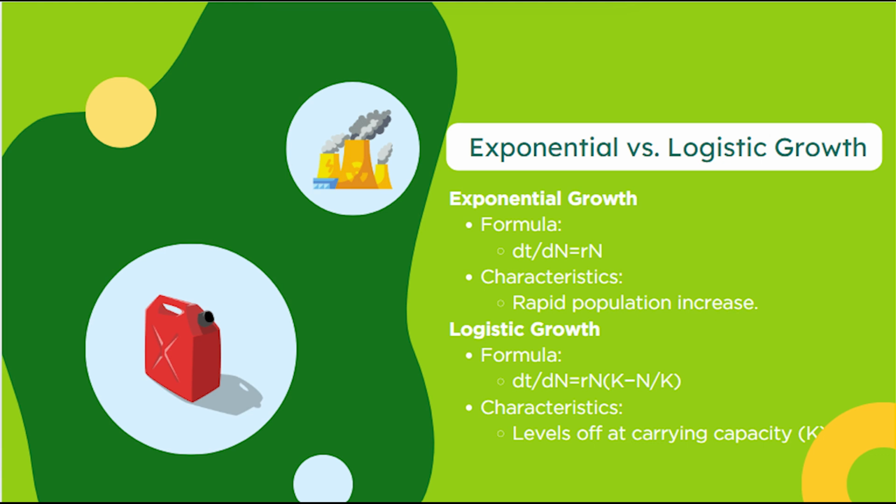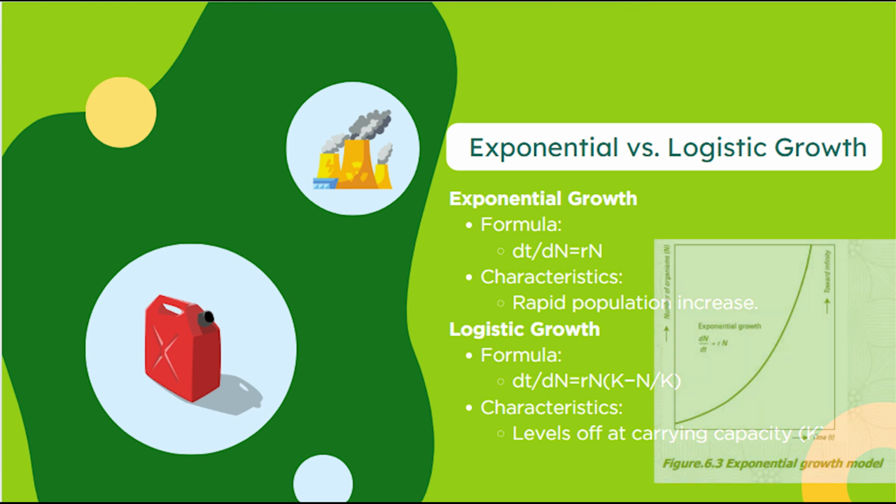Now let's look at the formulas behind these growth types. For exponential growth, the rate of change in population size, that is dN/dt, is equal to the growth rate r multiplied by the current population size N. So dN/dt means the change in population over time, r refers to the growth rate or how fast the population increases, and capital N refers to the current population size. So if r is positive, the population keeps increasing without limit, forming a J-shaped curve.